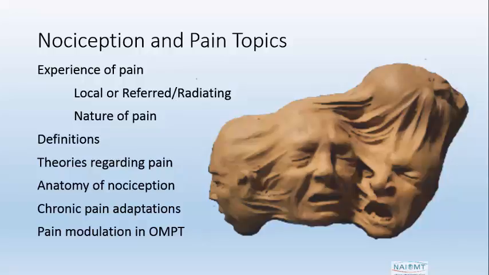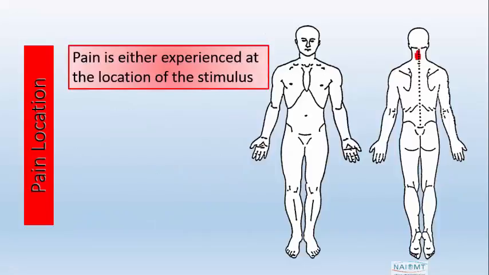We'll go over accepted definitions of terms regarding nociception and pain, theories regarding pain, and the anatomic basis of nociception and pain, how that system goes awry in chronic pain, and how our orthopedic manual physical therapy techniques are proposed to reduce pain. In general, pain is experienced at the location of the stimulus or somewhere else, or both.